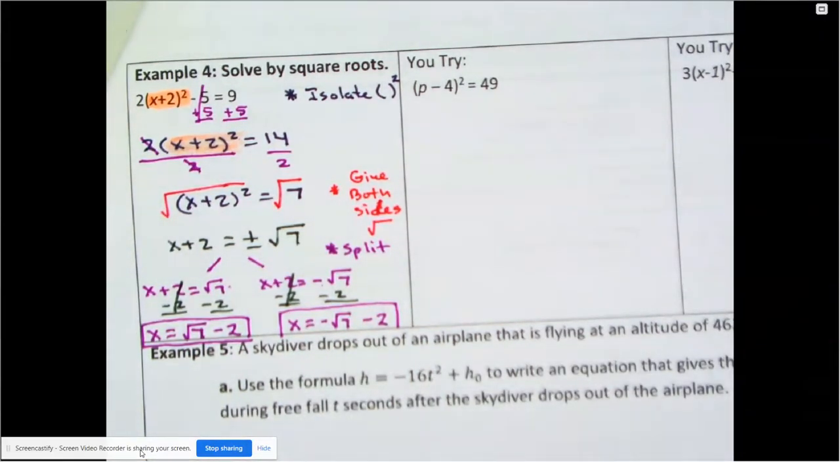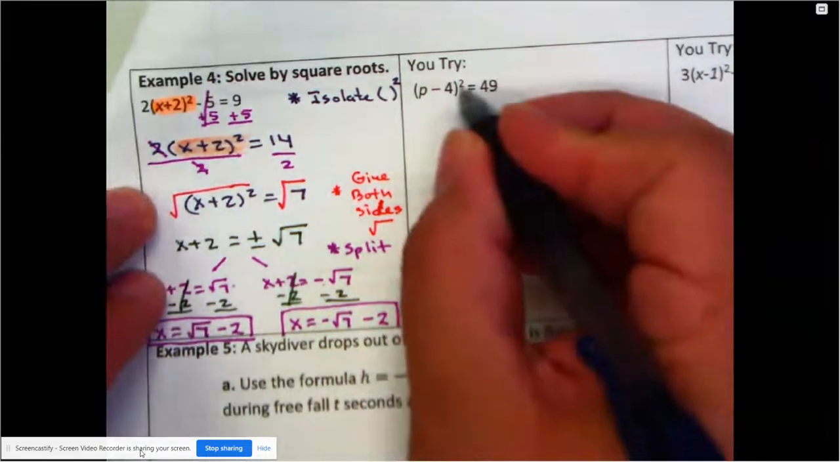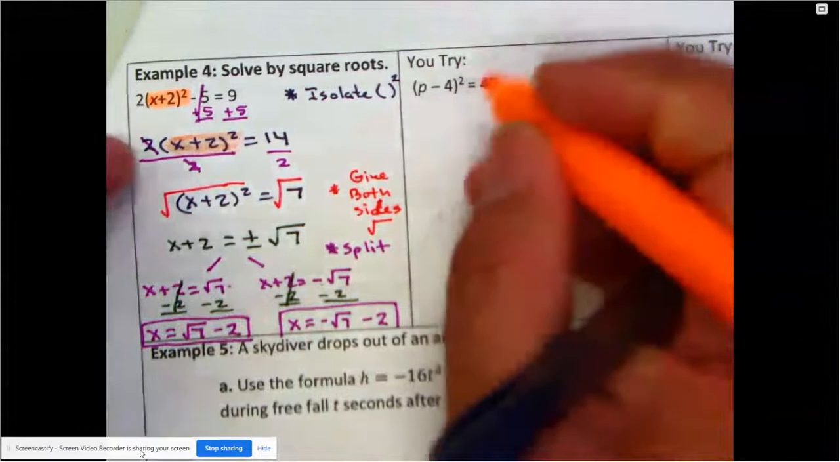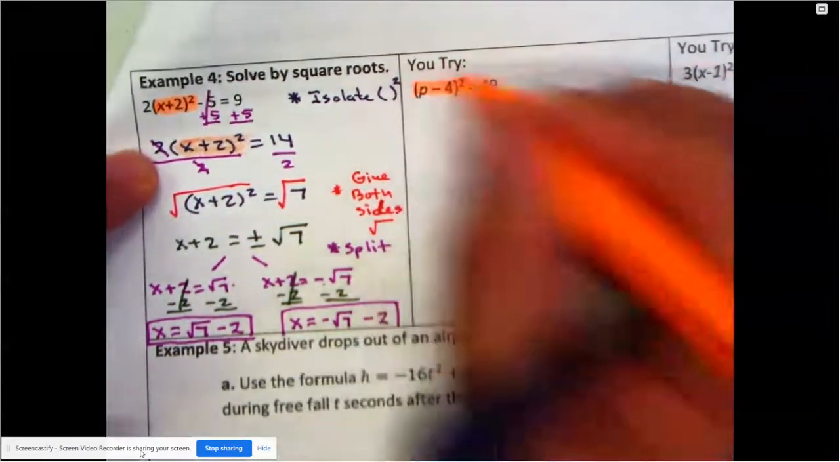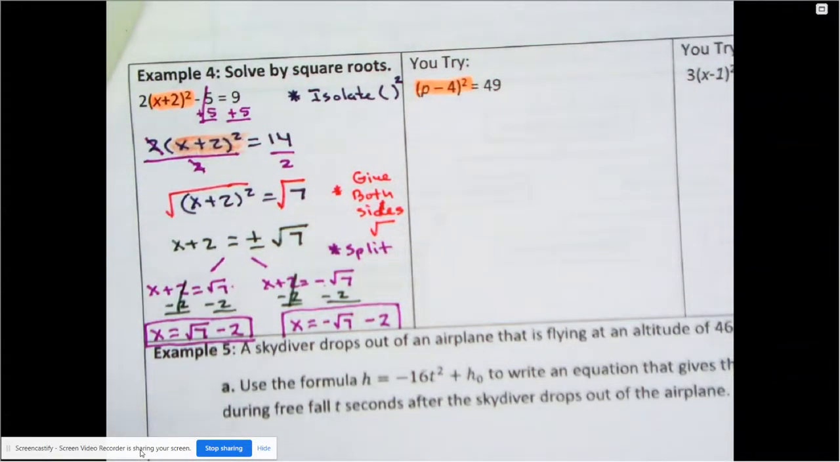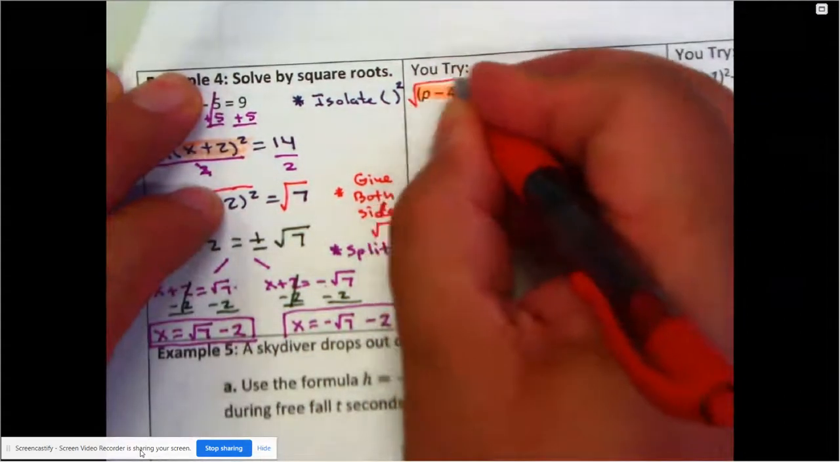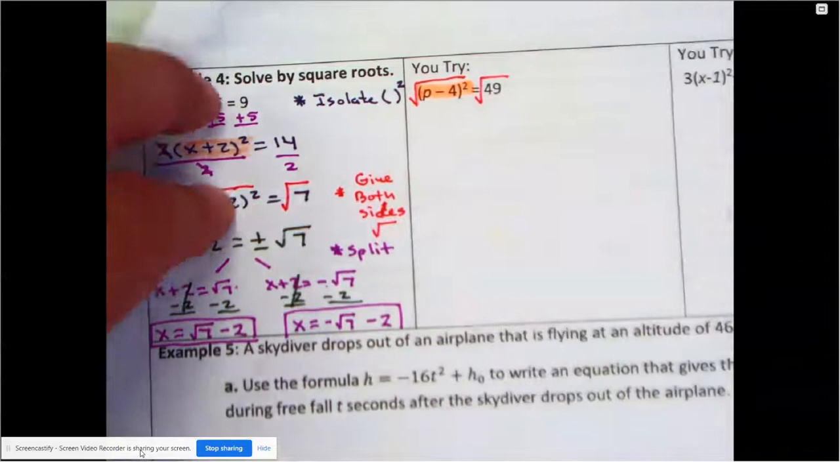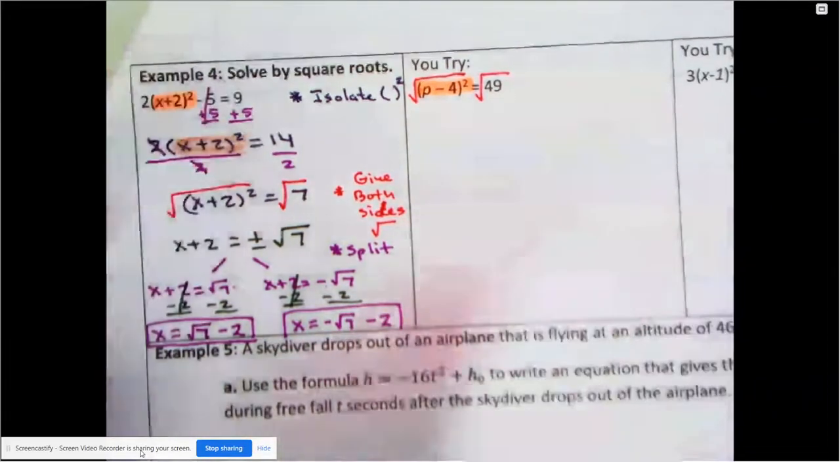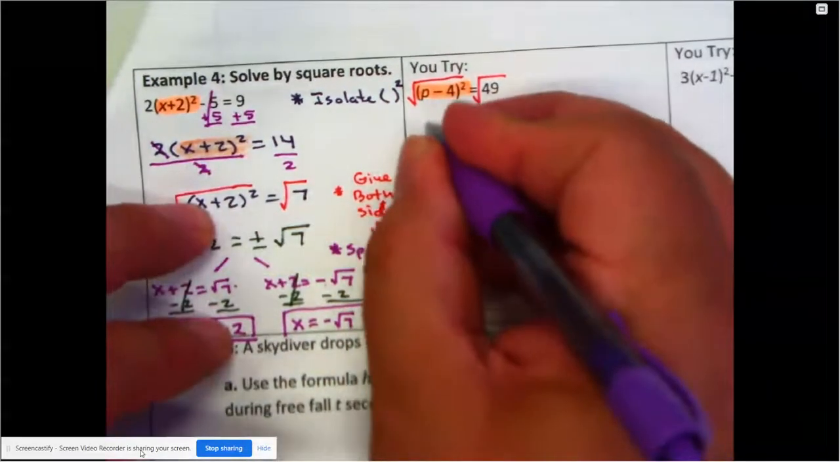So let's give at least one more try. Well, let's do these two here. Let's see. Now, if you notice, my goal is to isolate whatever has a power of 2. Well, if you notice, it is by itself. So this one's ready to go. I am going to take the square root of both sides. There it is. Leaving me, of course, with p minus 4 here.